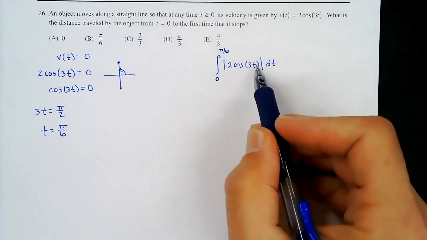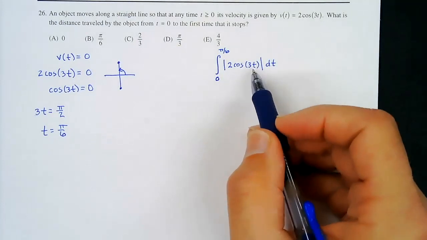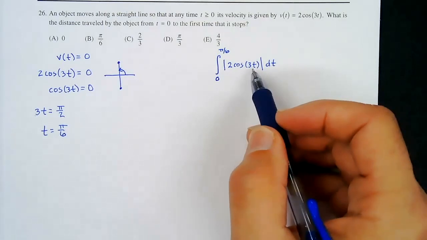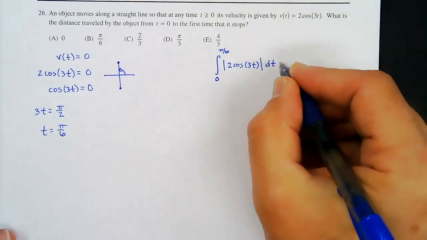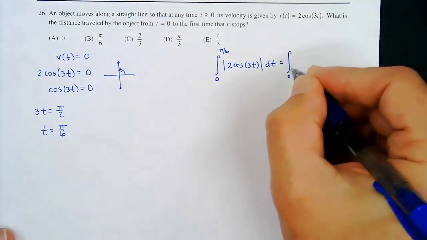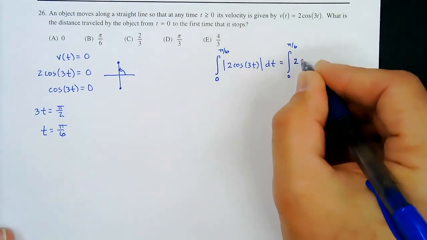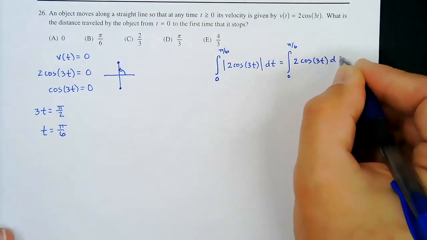Cosine, if you put pi over 6 for t here, that'd be 3 pi over 6, which is pi over 2. Cosine is 0 at pi over 2, and anything between 0 and pi over 2 is going to be positive because the cosine function is above the x-axis. That's what I was trying to explain. Okay, so then we don't need the absolute value, so we're going to change this. So it's 0 to pi over 6, just simply 2 cosine of 3t dt.